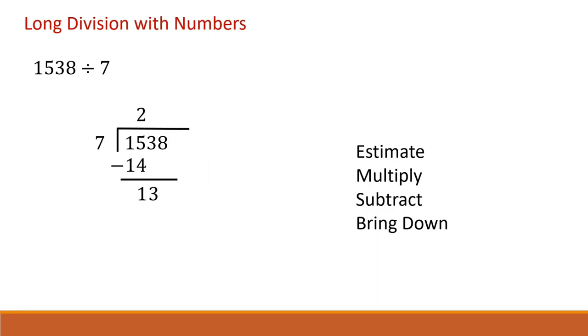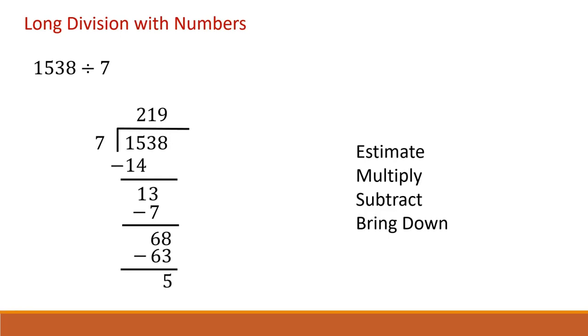Now we repeat those same 4 steps. First we estimate about how many 7s go into 13. Well, just 1. Then multiply. 1 times 7 is 7. Then subtract. 13 minus 7 is 6. And then bring down the next digit. And now back up to estimate. How many times does 7 go into 68? It's about 9. Then multiply. 9 times 7 is 63. Then subtract. 63 from 68 is 5.